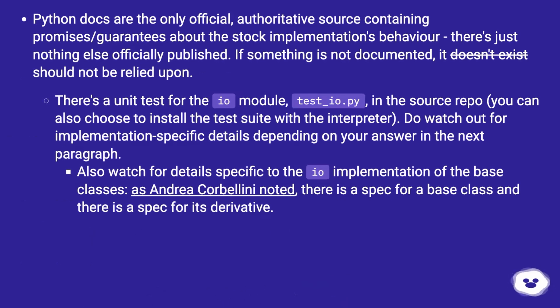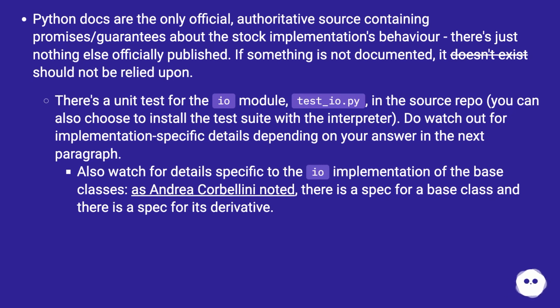Python docs are the only official, authoritative source containing promises/guarantees about the stock implementation's behavior. There's just nothing else officially published. If something is not documented, it should not be relied upon. There's a unit test for the IO module, test_io.py, in the source repo. You can also choose to install the test suite with the interpreter.